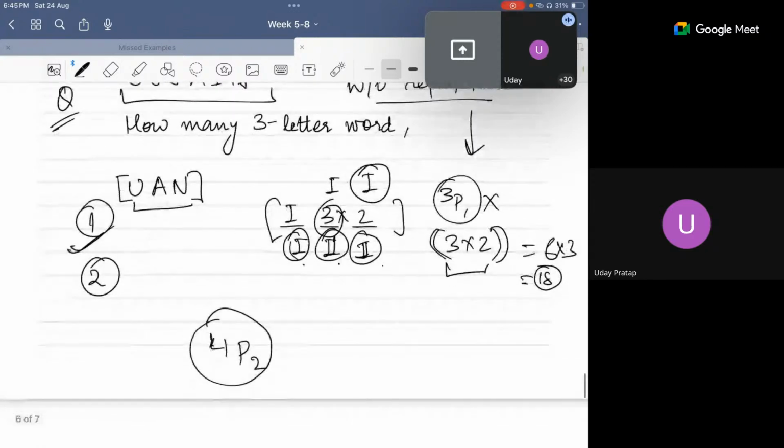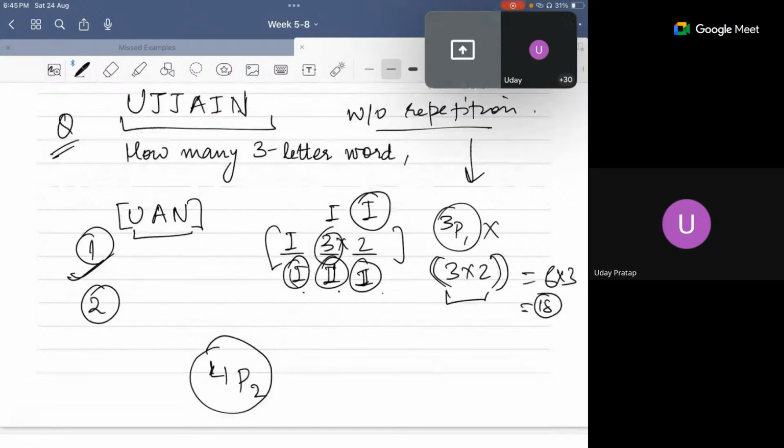And what are you doing with the other J? Sir, we are not taking the other J. We just have to use one J, so we don't allow repetition. We can simply use one J because the second J is also the same one. We are not taking that into consideration. Okay.